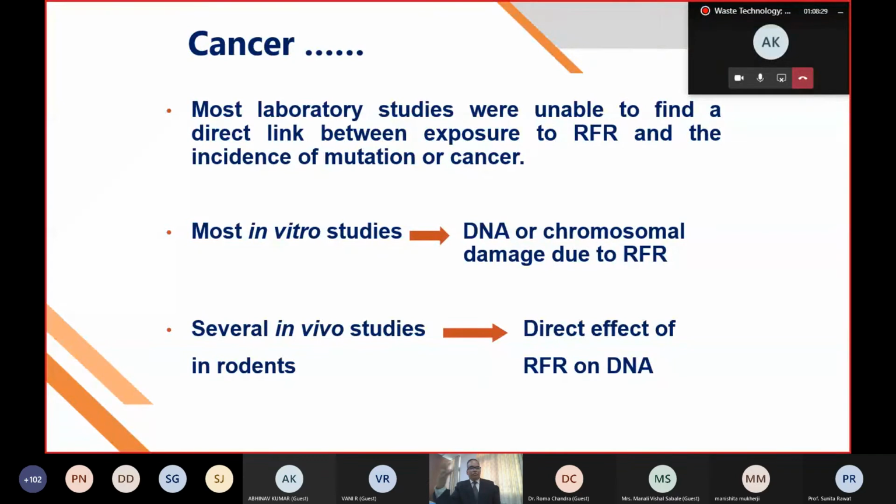So they have shown us that DNA damage is there, the comet assay is there, and the comet length is quite high. That shows the fragments are more, meaning this radiation creates very small fragments of the DNA. That is why it moves very fast. Several in vivo studies show, especially in rodents, it may be mice, it may be Wistar rats, that a direct effect is there.